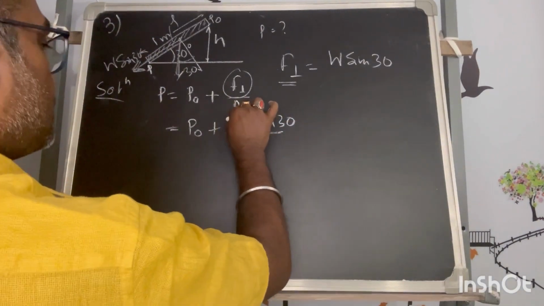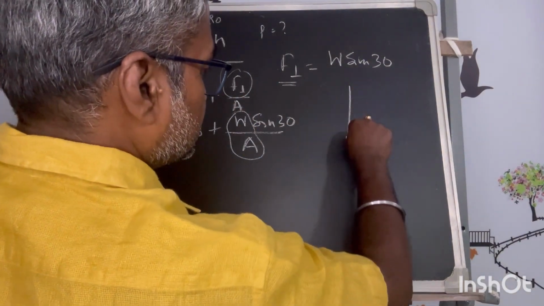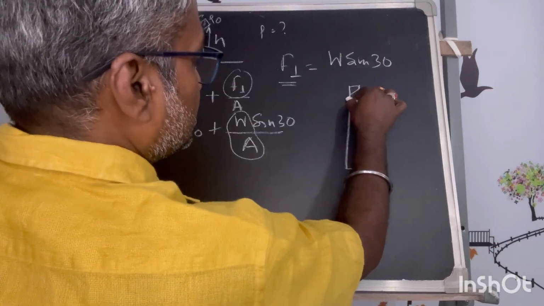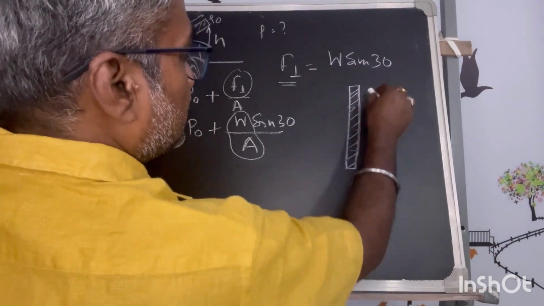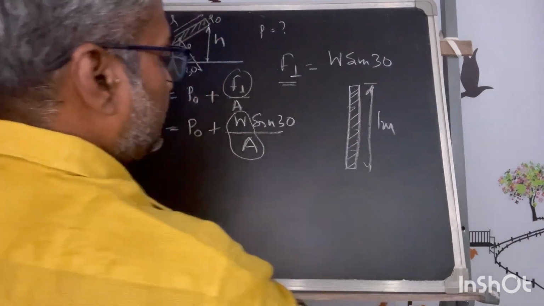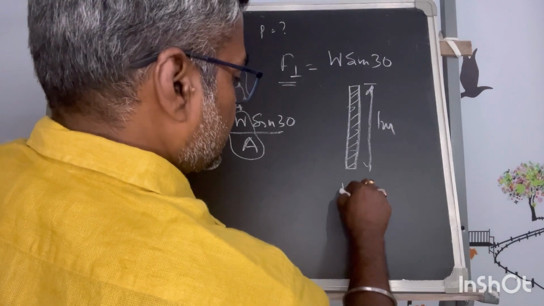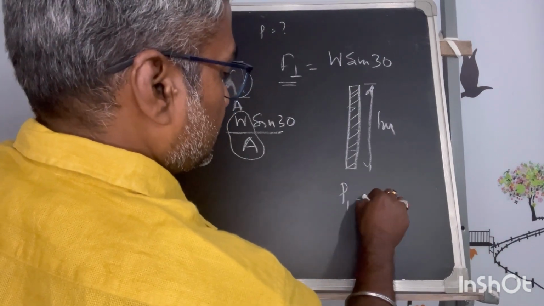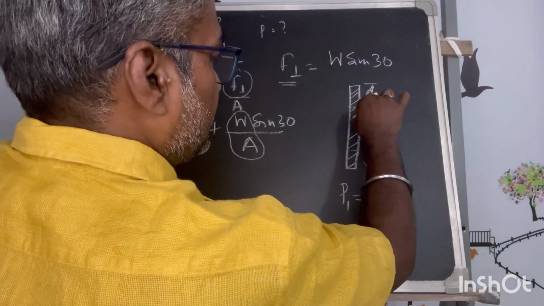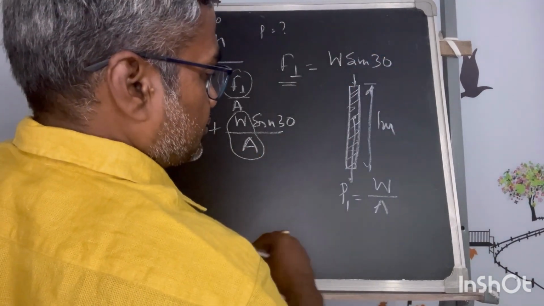Now this can be treated as if this water column is vertical, and this is containing the complete 1 meter of length of that same fluid. So for 1 meter, what is your pressure here? If I say this is P1, then this is equal to W by A, the weight of this fluid column, and that will be assisted by atmospheric pressure.